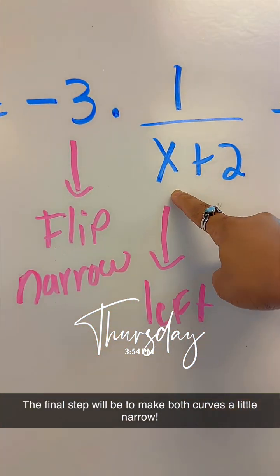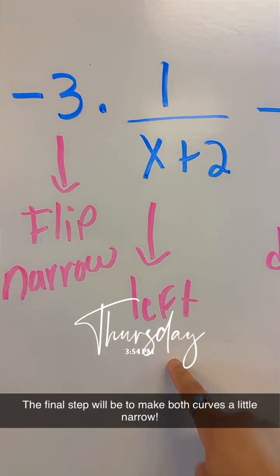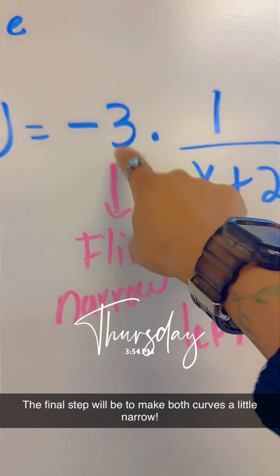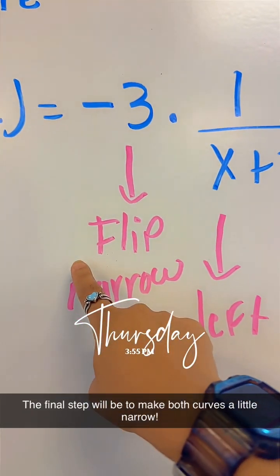What do I substitute for x? I will substitute a negative 2. Therefore, I'm going to go to the left. The 3 is a whole number. Therefore, it's going to be narrow. The negative tells me I'm going to flip.